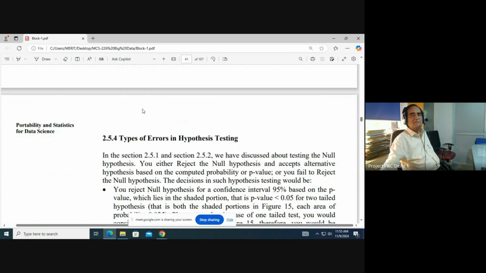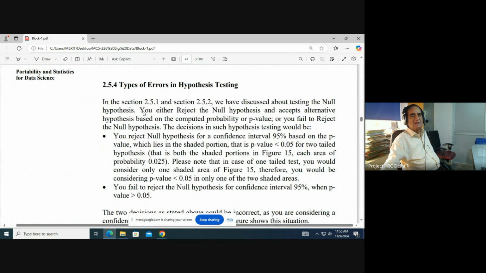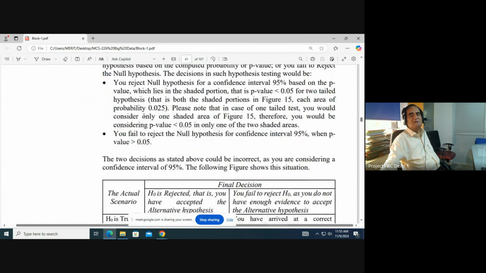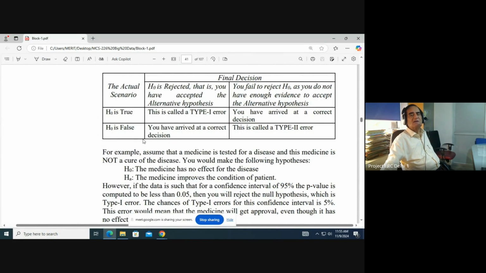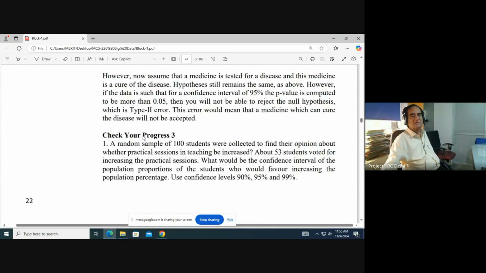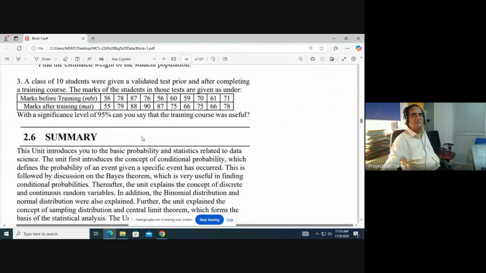Type of errors in hypothesis testing. Null hypothesis, उसके अप्लाई करके उसमें देखें एक्चुअल सिनेरियो, H0 is true, H0 was false, either false है या true है. So that's the type of thing. So these are the type of the summary.